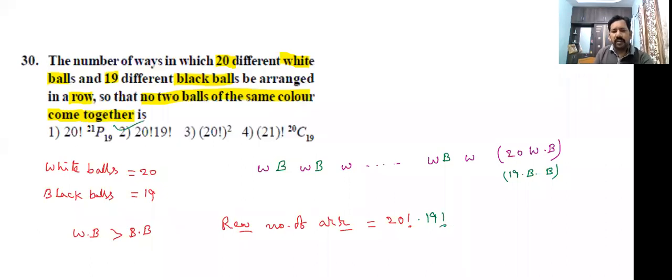Second option correct. If you arrange them at the edges, again the white color balls come together. So remember this condition: white color balls are greater than black color balls. That's why black color can be arranged between the white color balls. Okay.